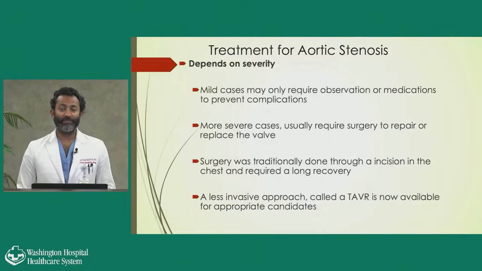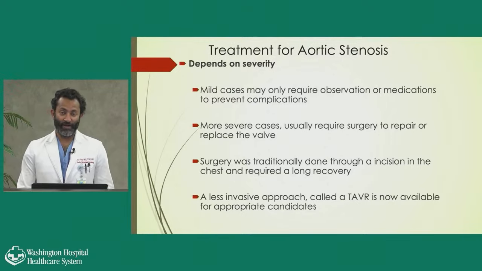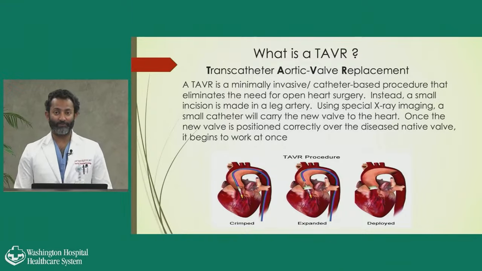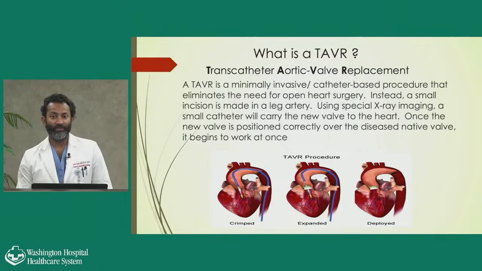A less invasive approach called TAVR, or transcatheter aortic valve replacement, is now available here in Fremont and all over the Bay Area for patients who have this disorder. What is a TAVR? You might hear this term thrown around loosely. It basically means replacing the aortic valve via a catheter route instead of open heart surgery. So TAVR is a minimally invasive, catheter-based procedure that eliminates the need for open heart surgery.